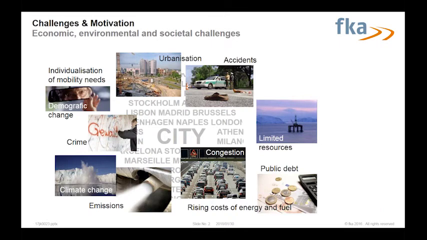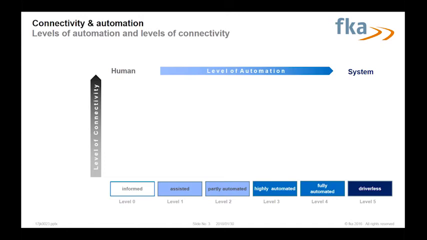If we talk about automation, all of you probably know the levels of automation. We have talked about it quite often in the last year, so I don't want to go into the level definition in detail today. But I would also like to introduce levels of connectivity, because this is quite important if we talk about platooning, to really show you the differences between an ACC system and a cooperative ACC system.